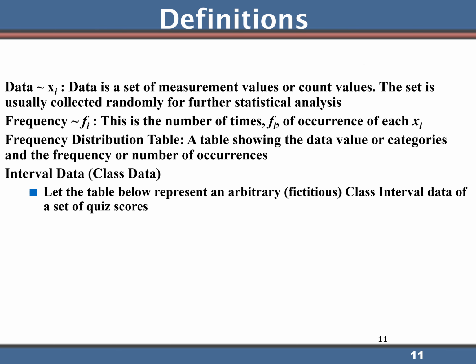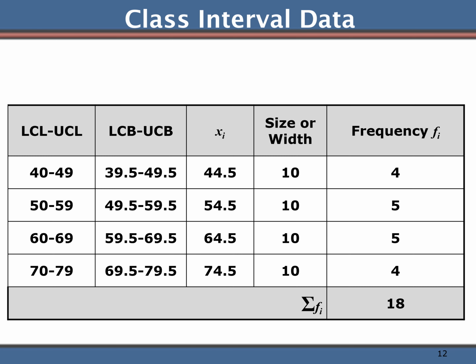A frequency distribution table can be constructed to summarize a set of data. It shows the possible data values or categories and classes, and the frequency for each class. This is a frequency table for a quiz score of 18 students.